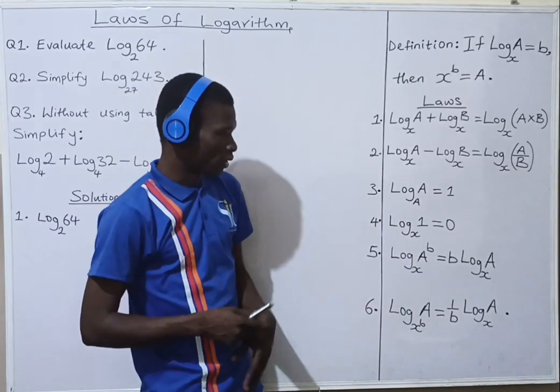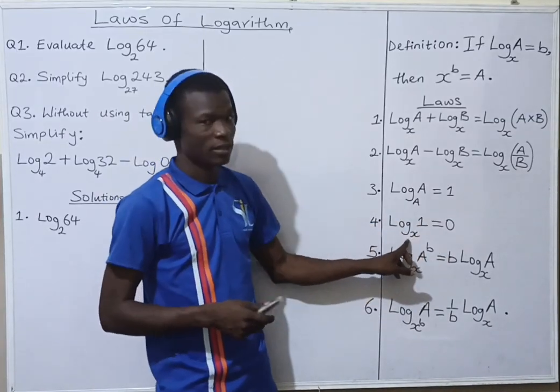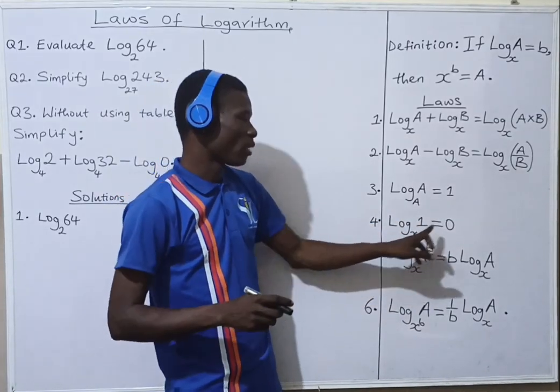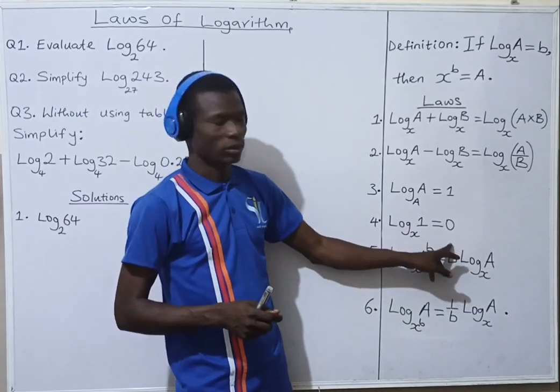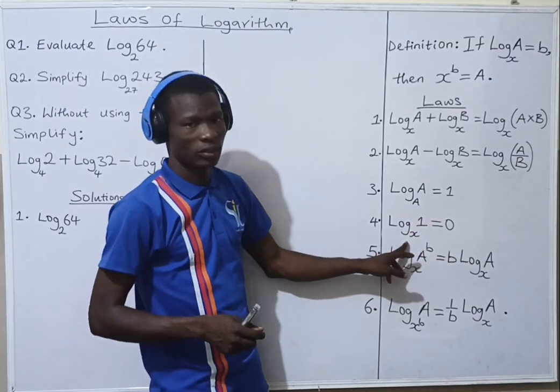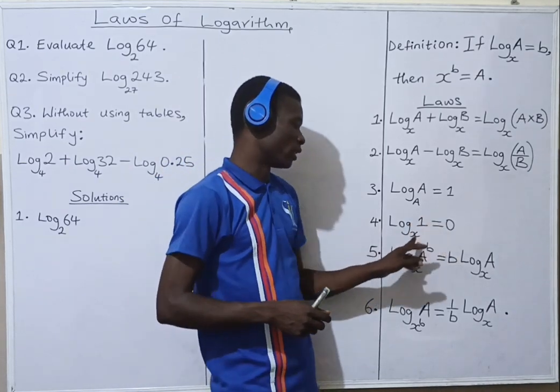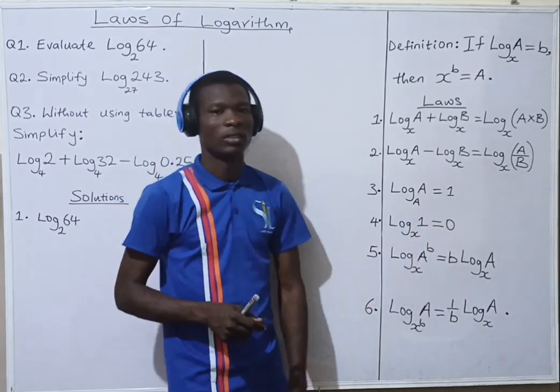Law number 4, very quickly. Log of 1 to any base, irrespective of whatever the base is, will always be equal to 0. For example, log 1 to base 7 will be equal to 0. Log 1 to base 13 will be equal to 0. Log 1 to base 42 will also be equal to 0.